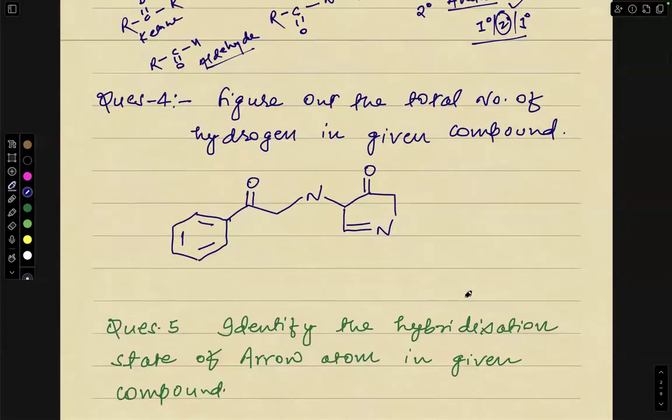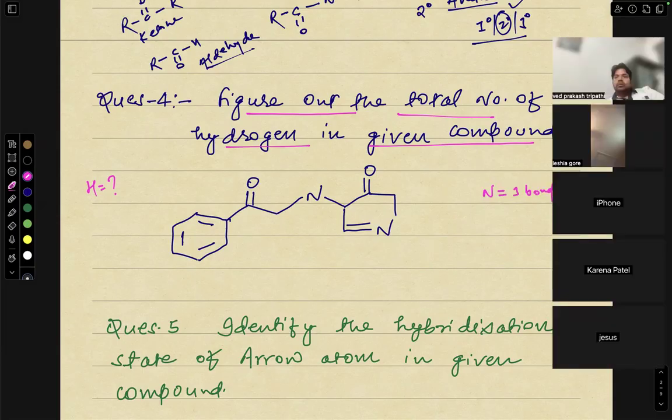Okay. Now the next question. Figure out the total number of hydrogen in the given compound. So we have a carbon skeleton and you have to find out the total number of hydrogen. And one more thing I would like to tell you, nitrogen can form three bonds.